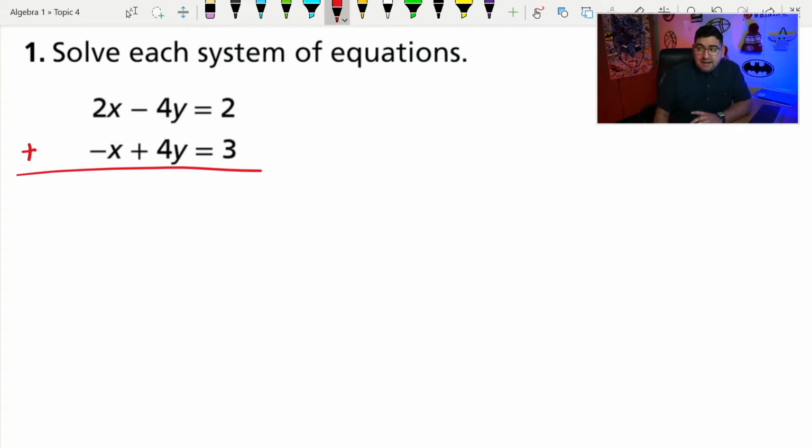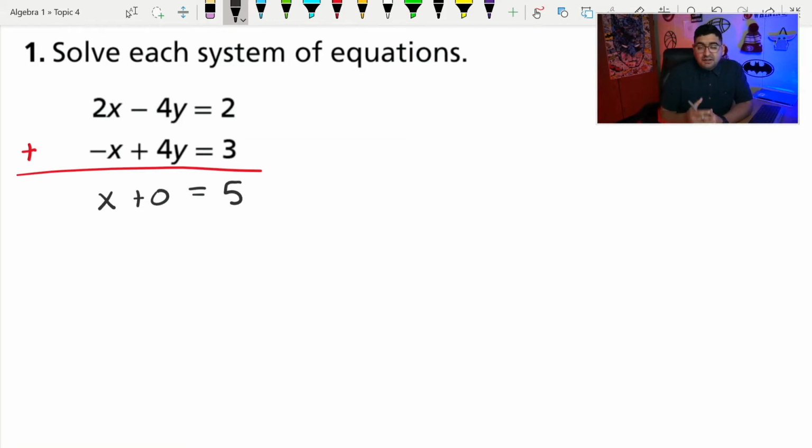But for this problem, I can add right away, and the reason why I know that is because I can see here that the y's would cancel if I do that. If I add a negative 4y and a positive 4y, those both combine to 0. So if I add this whole thing together, 2x minus x would simply leave me with x. You can write a 1x if you really wanted to, but I just simply write x. Negative 4y plus 4y, we already discussed that that was 0. And 2 plus 3 is 5.